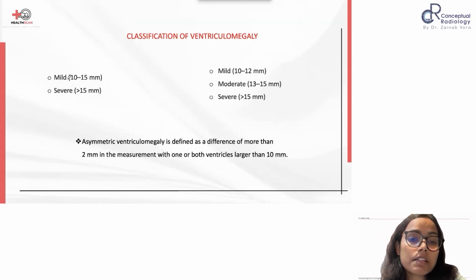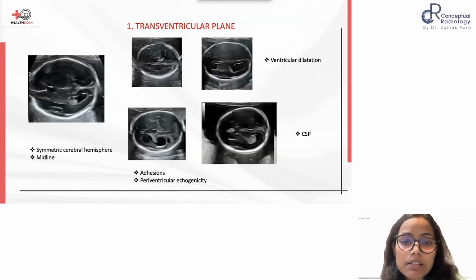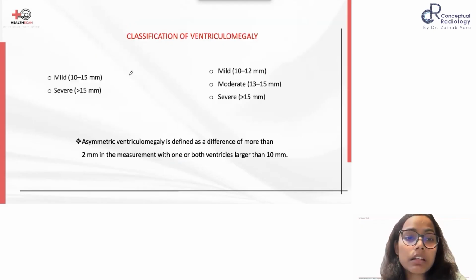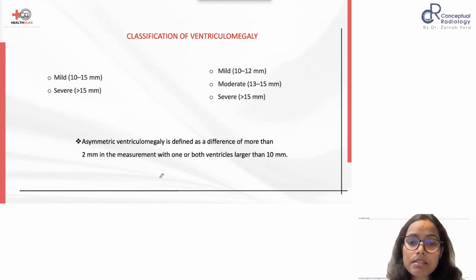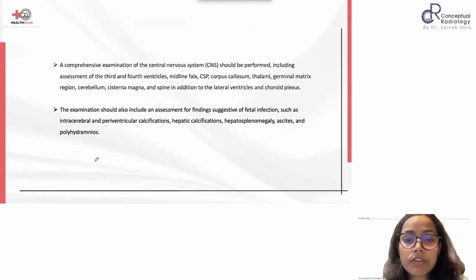And if we are classifying into mild or severe, then we call it severe when this width is more than 15 mm, and mild between 10 to 15 mm. And there often happens asymmetrical ventriculomegaly, in which there is a difference between the two widths of both lateral ventricles. If the difference is more than 2 mm, then we call it asymmetrical ventriculomegaly.